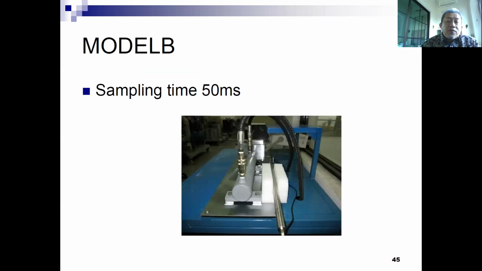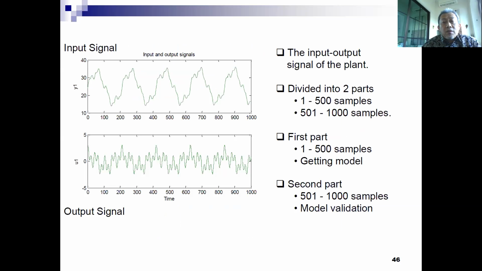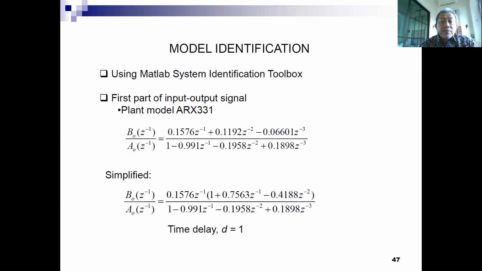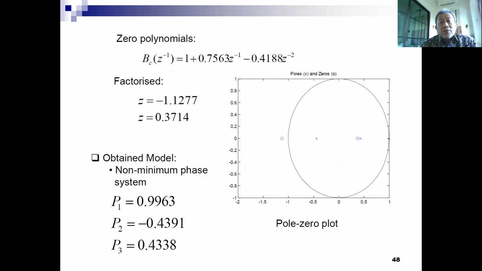Then we sampling at 50 milliseconds. Okay, so another experiment. We have 1,000 samples as well. You divide into 2, for estimation and for validations. Then we obtain the numerical transfer functions B and A. We factorize, simplify, and then we obtain the pole and zero map.